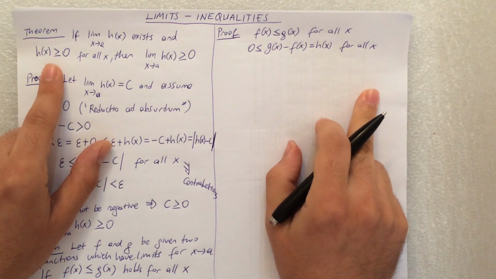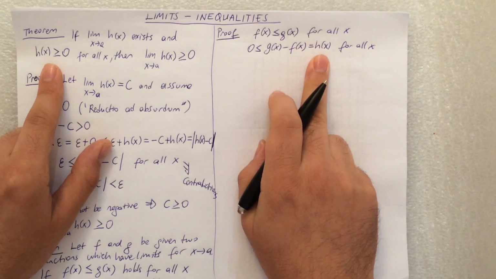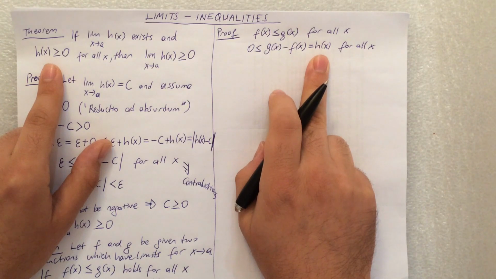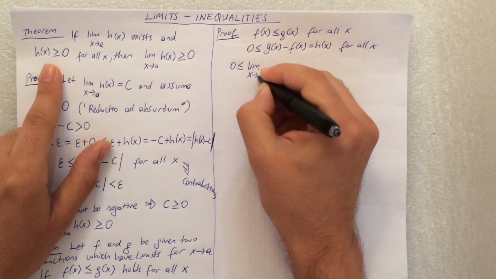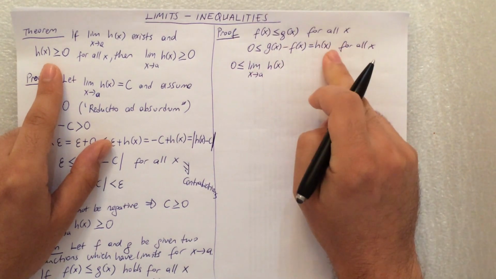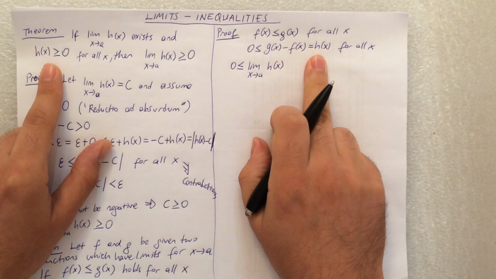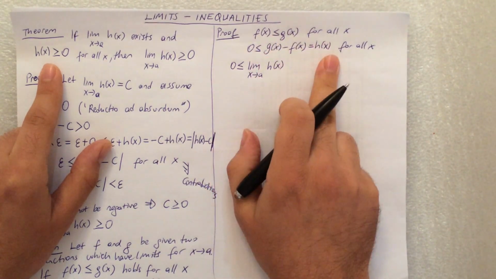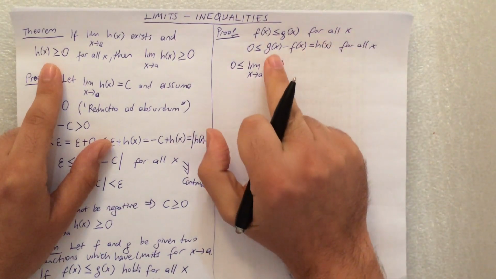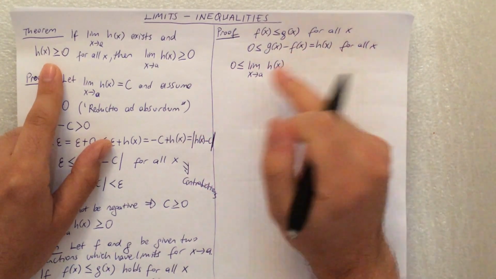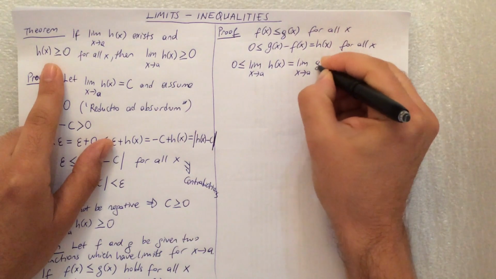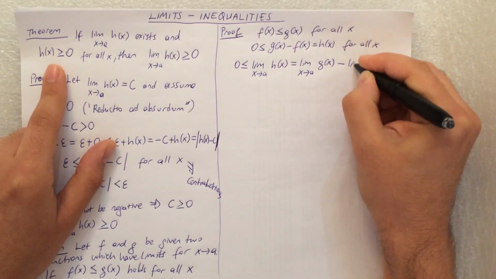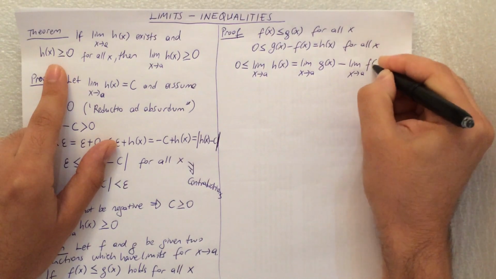Now, we know that since this is non-negative, the limit of h(x) is also going to be non-negative. So 0 is less than or equal to the limit as x goes to a of h(x). And we know that the limit of this function is the limit of this function because they are equal to each other. And the limit of the subtraction is the subtraction of the limits. So we can write the limit as x goes to a of g(x) minus the limit as x goes to a of f(x).